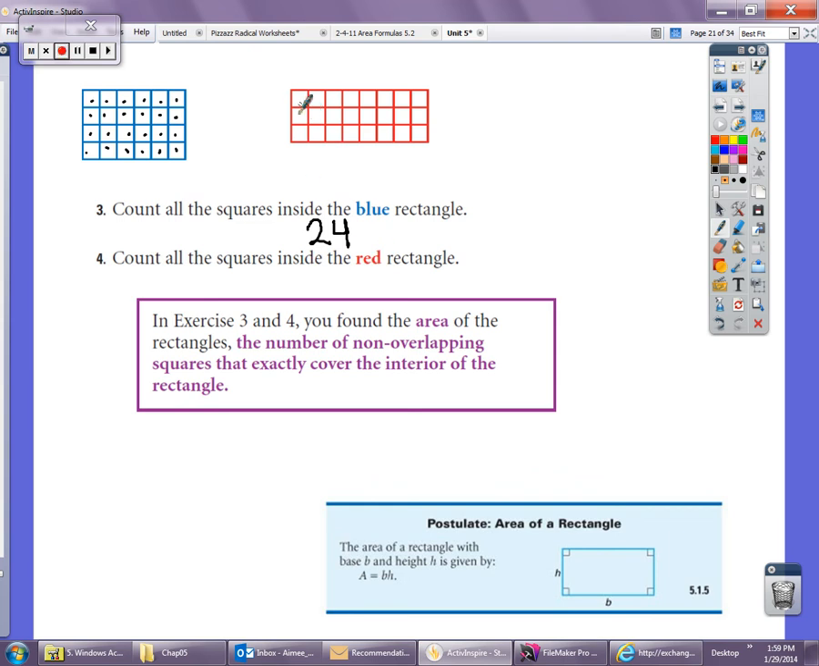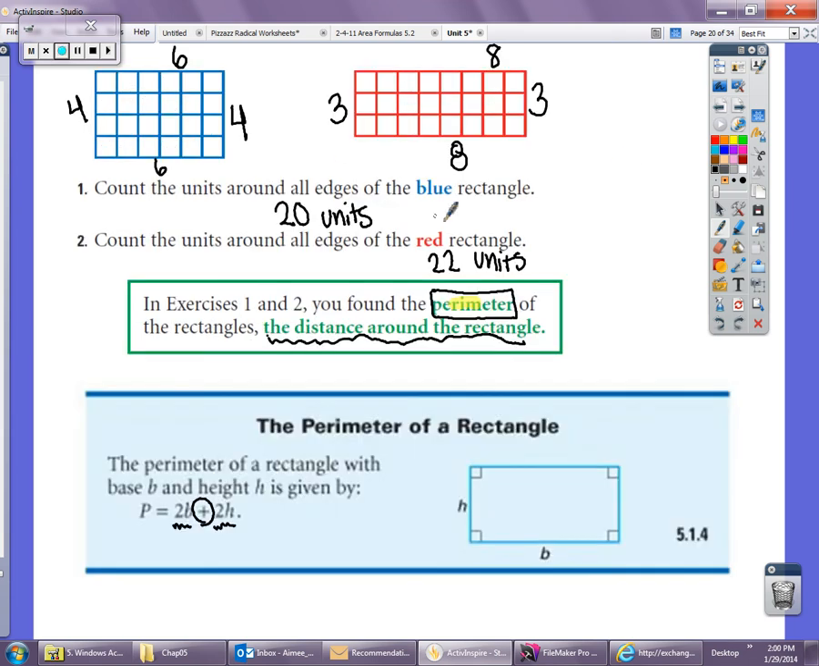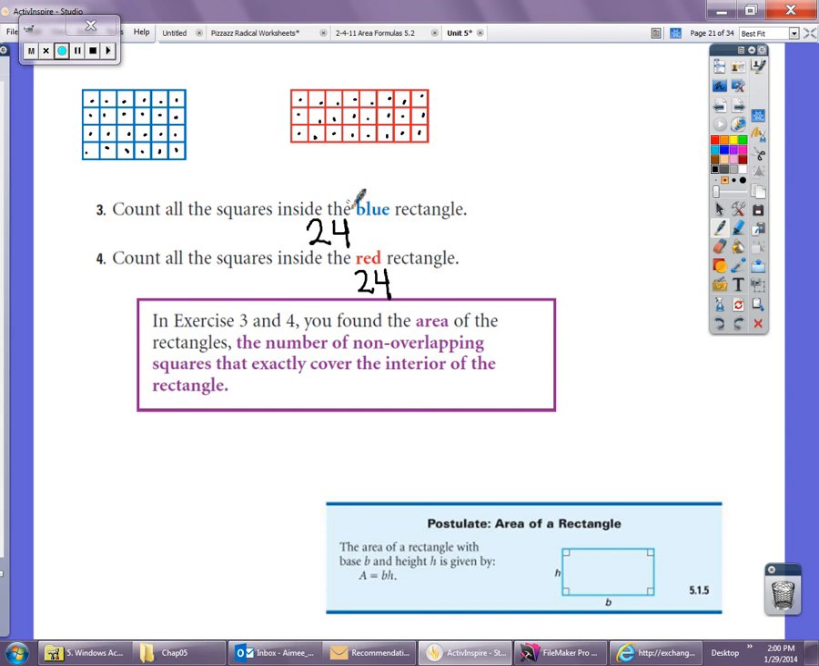Now, for the red, I have 1, 2, 3, 4, 5, 6, and I can keep doing this until I get up to, again, 24. Now, you'll notice that both of these rectangles have the same area. But when I looked back at perimeter, did they have the same perimeter? The answer is no, they had different perimeters. We're going to be talking about that in just a minute.